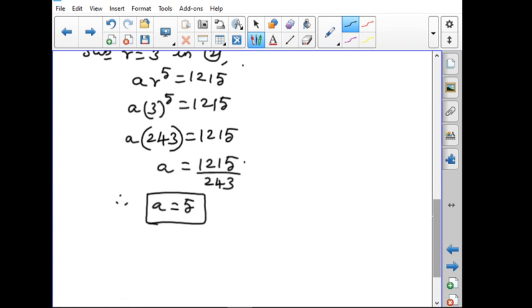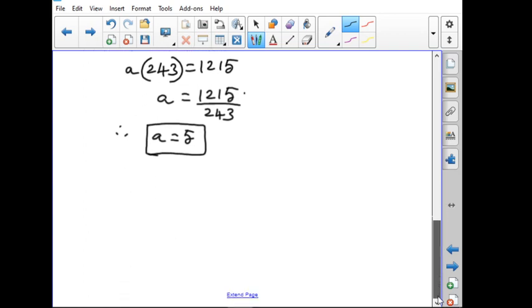Now we have got r and A. r means the common ratio, A means the first term. They also ask us to find the 12th term, T12.